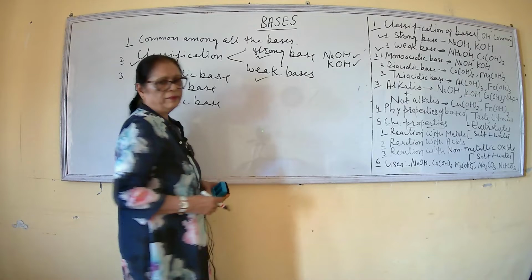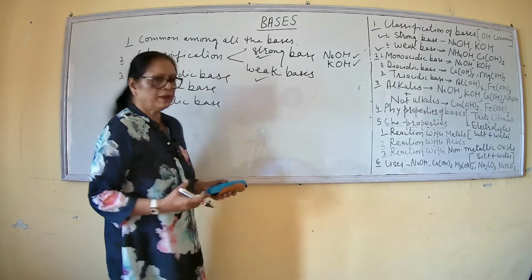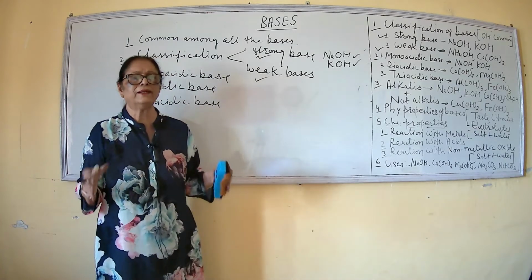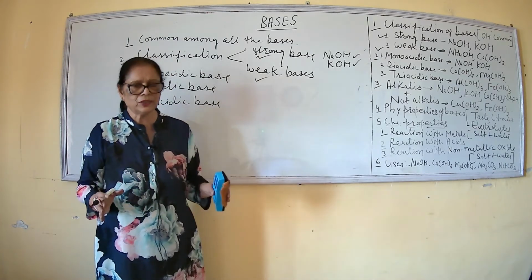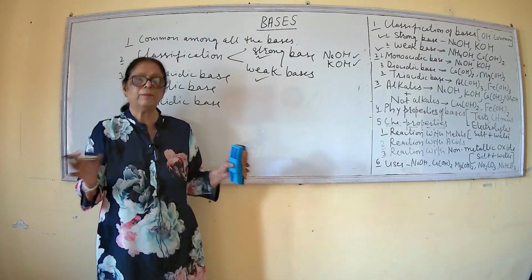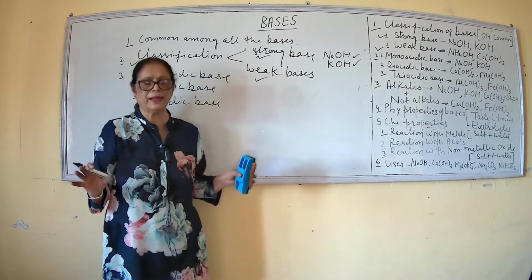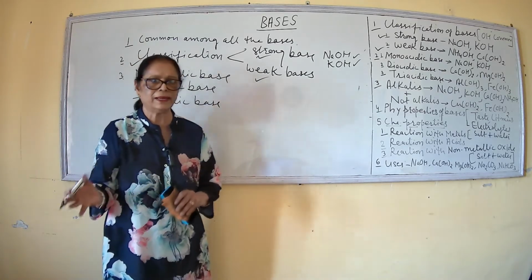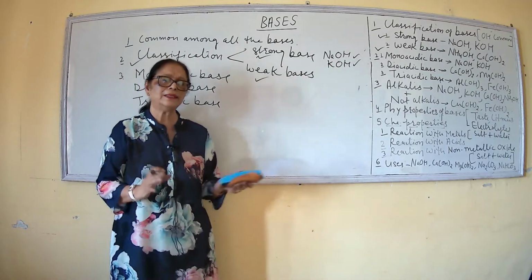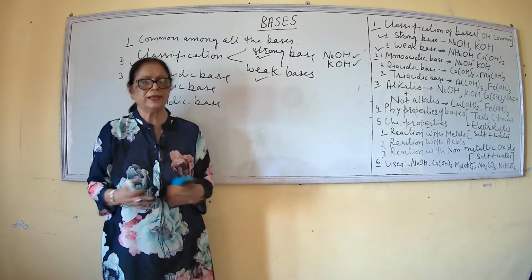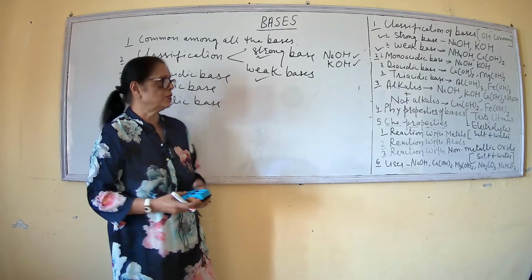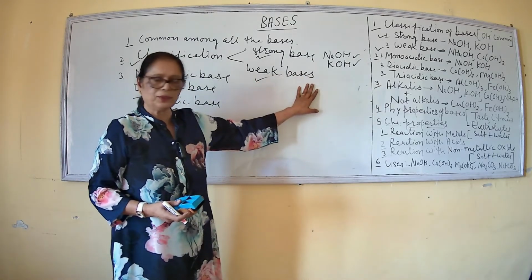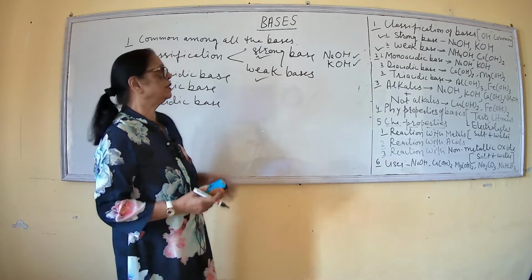Number two, we have weak bases. What are weak bases? As the name suggests, those bases which do not get ionized completely in their aqueous solution. They get ionized partially. Some of the molecules will get ionized, and some of the molecules will remain as such and will not get decomposed. So those bases which partially get ionized in their aqueous solutions are known as weak bases.